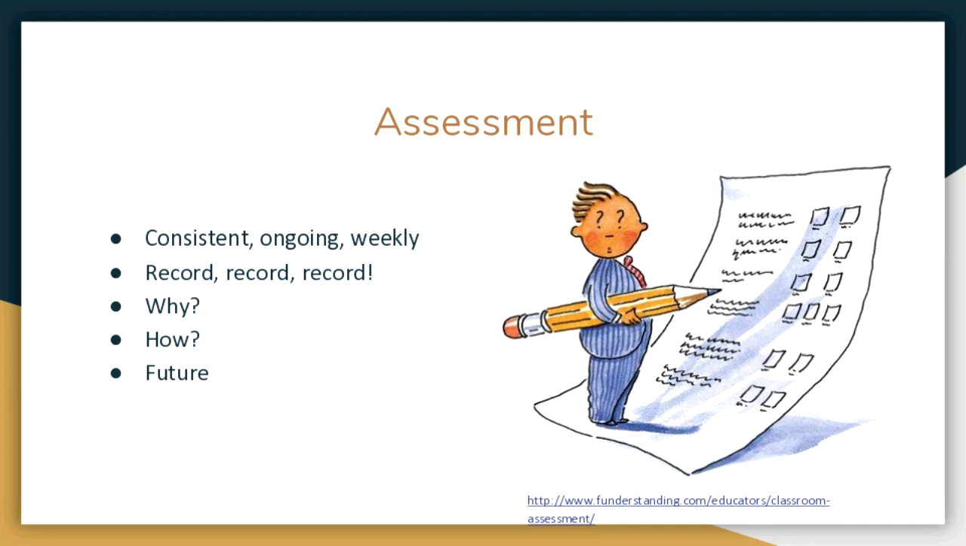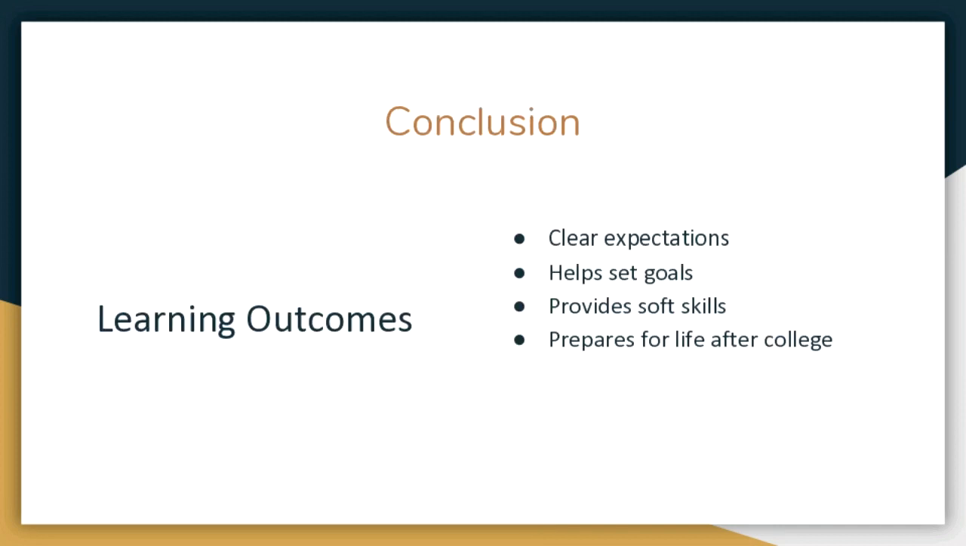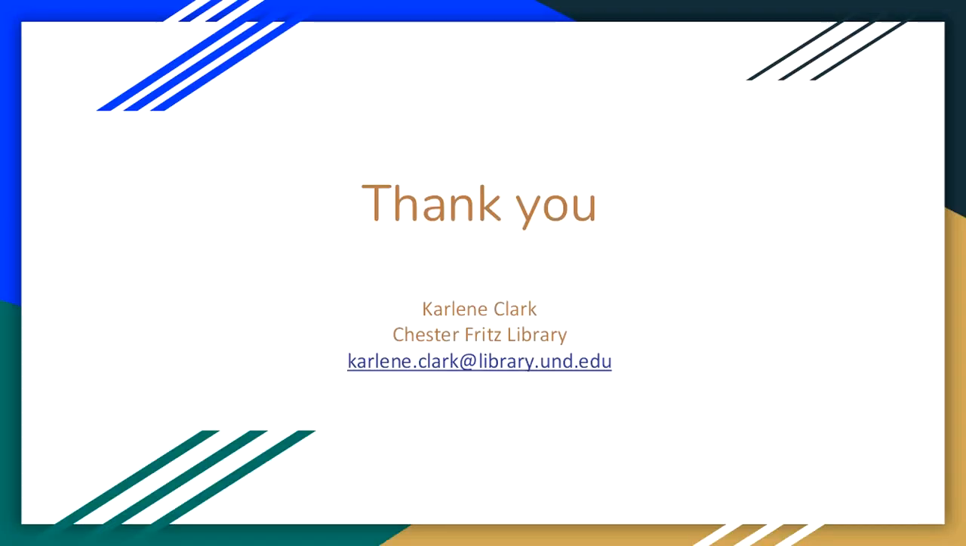So in conclusion, learning outcomes are needed to make sure that you provide clear expectations of what we want before they ever start working. It helps the supervisor know what direction they are going. It helps set goals for them to reach and to excel at. It provides them with the soft skills that they cannot learn in classrooms. And most importantly, it gives them the preparation for life and the workforce beyond college. So that is the basics of the importance of learning outcomes.